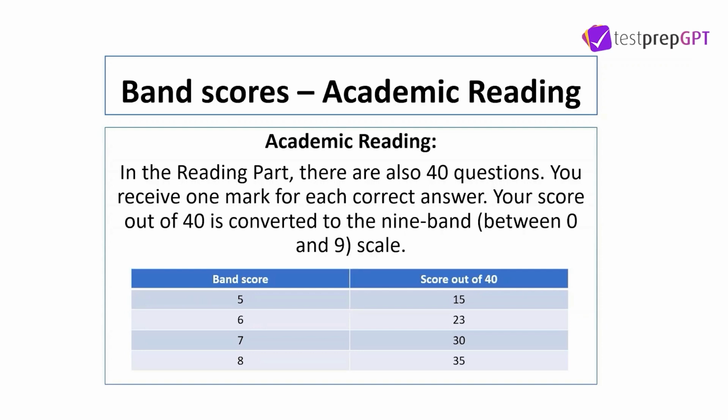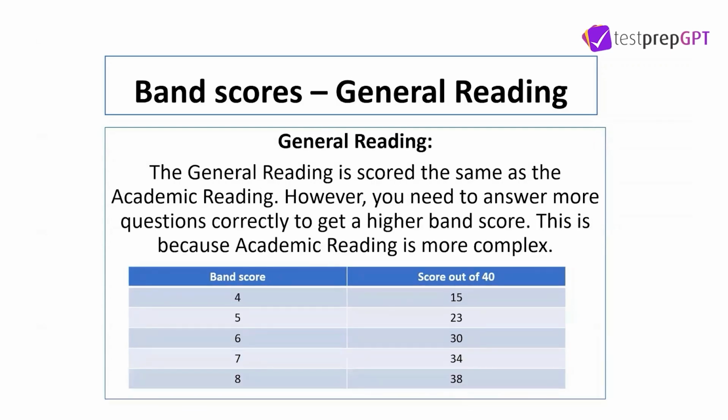And if we compare that yet again to general reading, it's quite different. 15 out of 40 marks will only get you a band score 4 in general reading. So each part is different. So depending on the band score you're looking for, check to see how many questions you need to answer correctly, or how many answers you can afford to have incorrect.